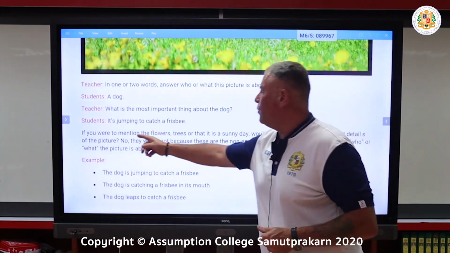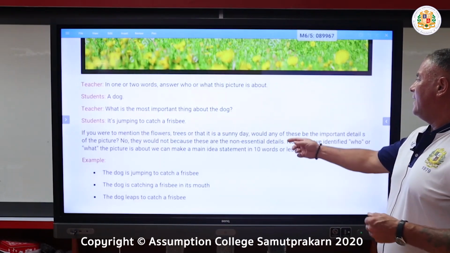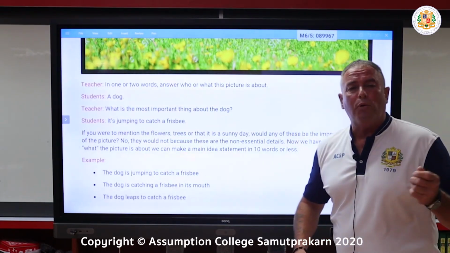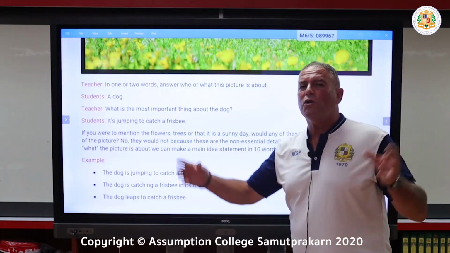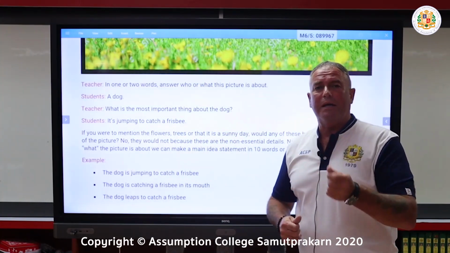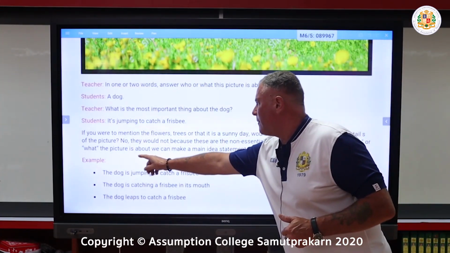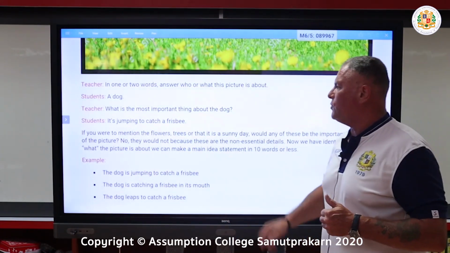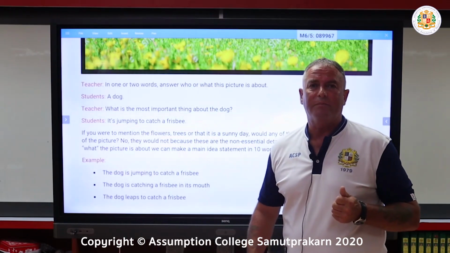Okay? So if you were to mention the flowers, the trees, or that it was a sunny day, would any of these be important details to make that idea? They are the non-essential, the supporting ideas that go together to make up that main idea. Okay? Here it says, in 10 words or less, I want you to give me the main idea.